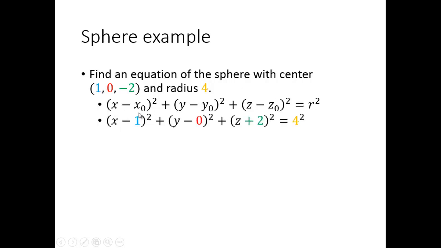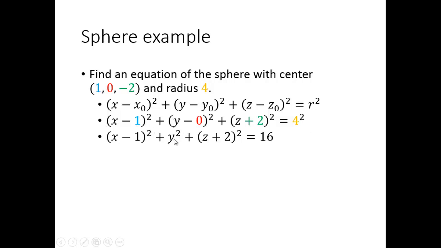So we do x minus 1 squared, plus y minus 0 squared. So y naught is the 0. Z naught is this -2. So minus -2 would become a plus 2. And r, that's our 4 squared. And then we're going to simplify this down. X minus 1 squared, there's not much we can do with that.